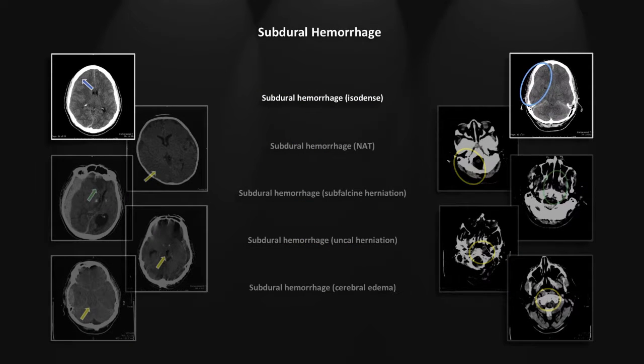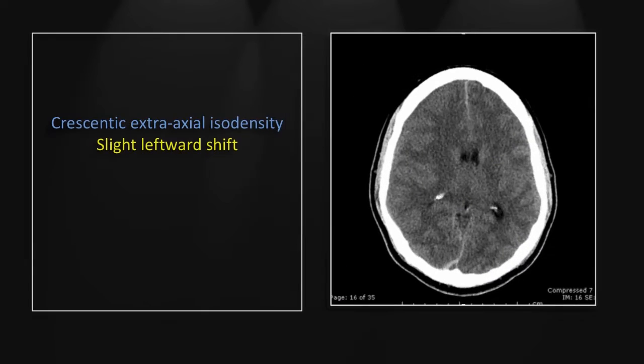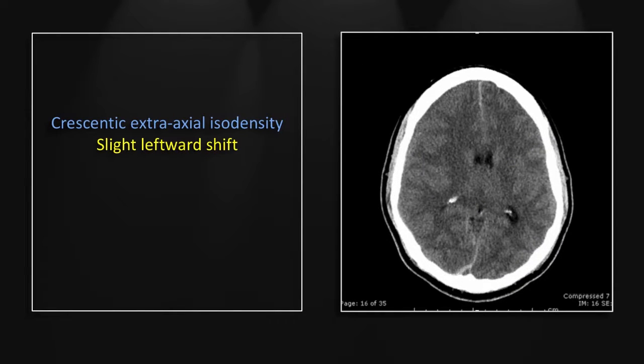Our first case is of an isodense subdural hemorrhage. This is an extremely subtle finding. There is an isodense crescent overlying the right frontal lobe. Look carefully and compare it to the opposite side, and you can see there is a band of non-anatomic density separating the cortex from the inner table of the skull.